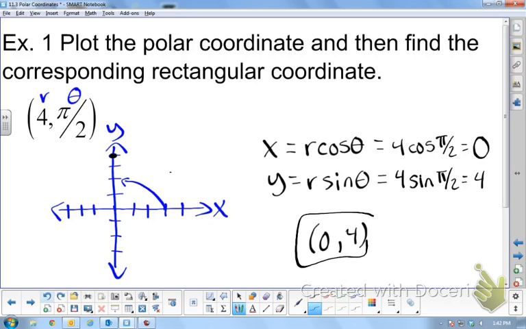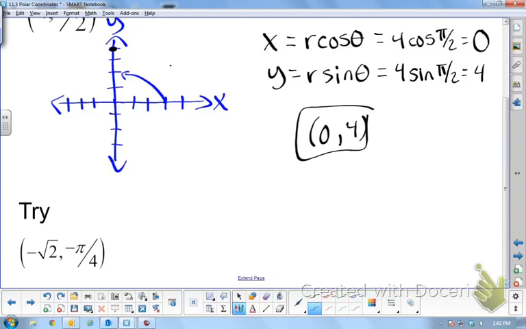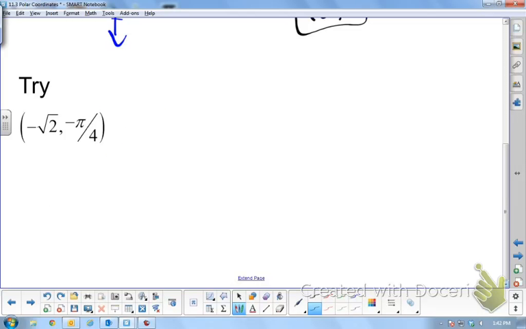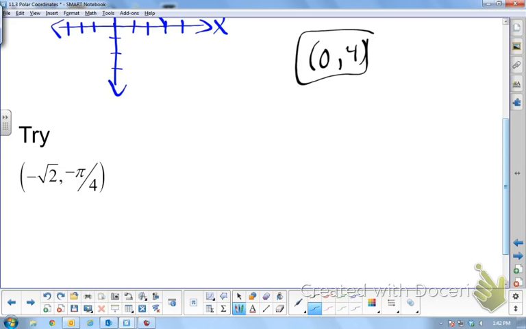And there's our math to prove it. So I want you guys to try one. I did make this one harder to graph because they're both negative. They're going to go in the opposite direction when we graph it.